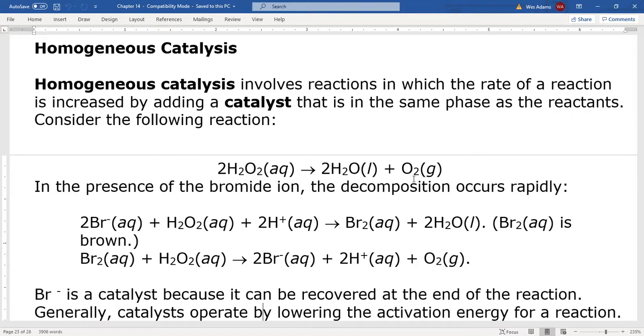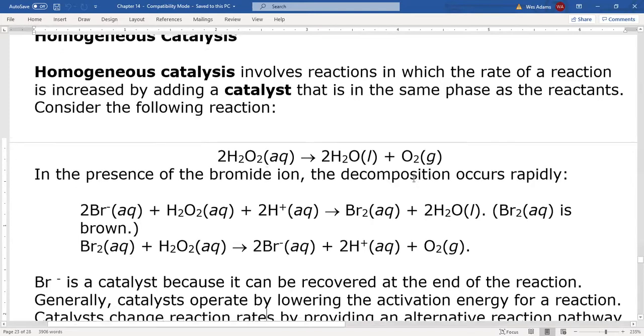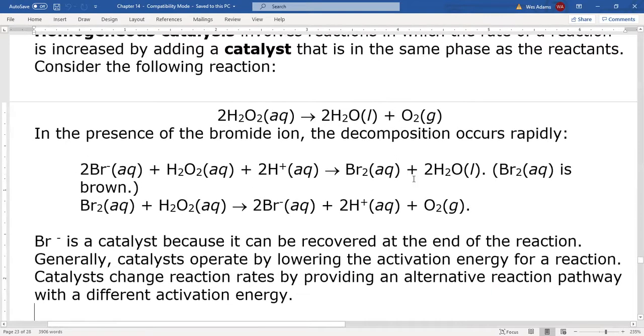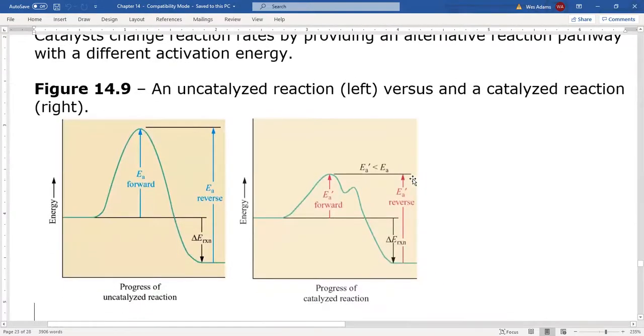Catalysts usually operate by providing a mechanism where you can get an alternate pathway that is lower in energy. And that happens by lowering the activation energy for the reaction. And so if we look at that, we have an uncatalyzed reaction on the left versus a catalyzed reaction on the right. And we can see that we just have our nice uniform hump on the left like we normally would. But in the second one, we see that the hump is shorter and there's more than one peak.